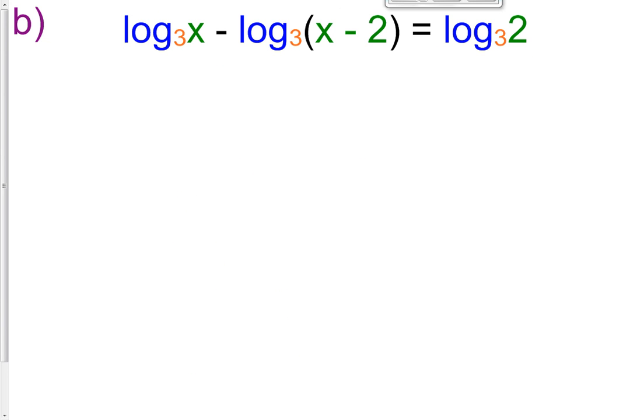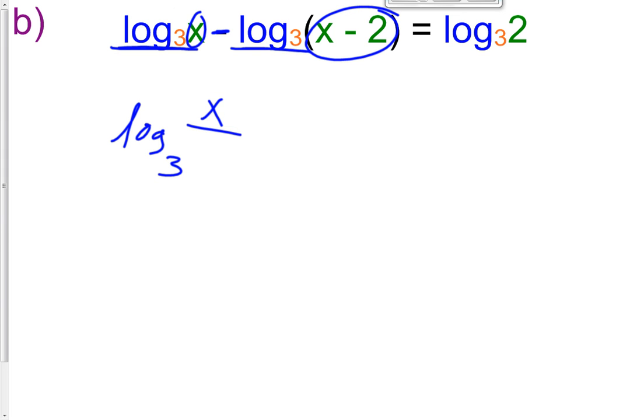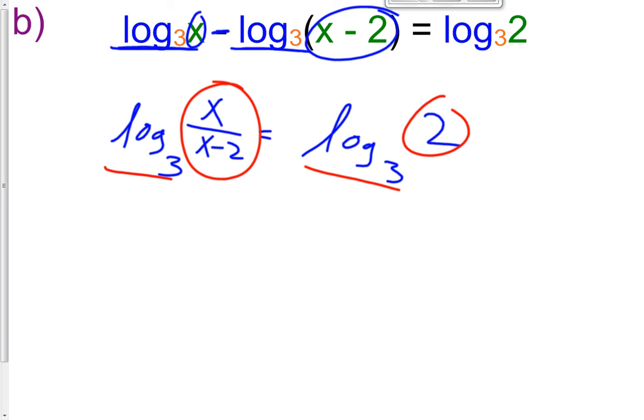Once again, you see log base 3 and log base 3 with a subtraction sign. When you see that subtraction sign with the same log base, you've got to think quotient rule. So make a fraction out of it: log base 3 of x divided by x minus 2 equals log base 3 of 2. Now we see log base 3 and log base 3, so we can set this equal to this. x over x minus 2 is going to equal 2 over 1.